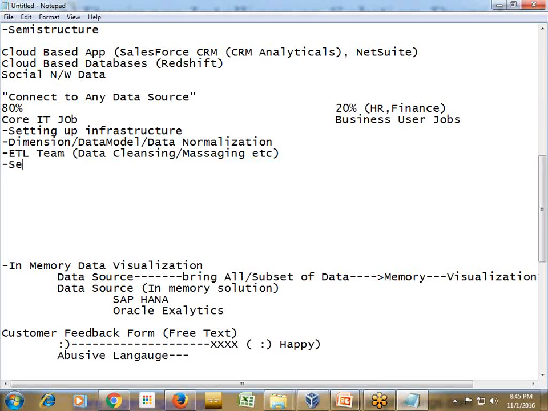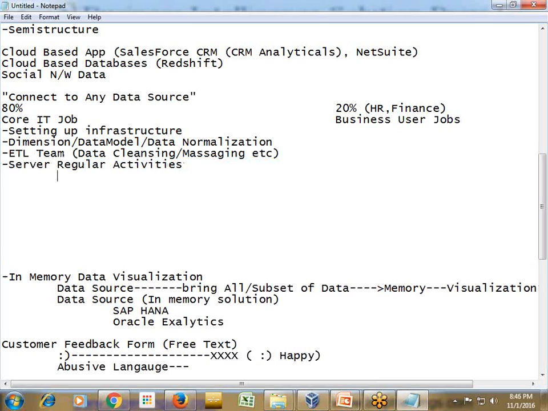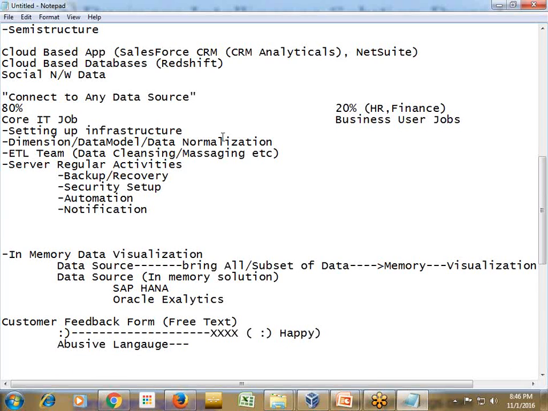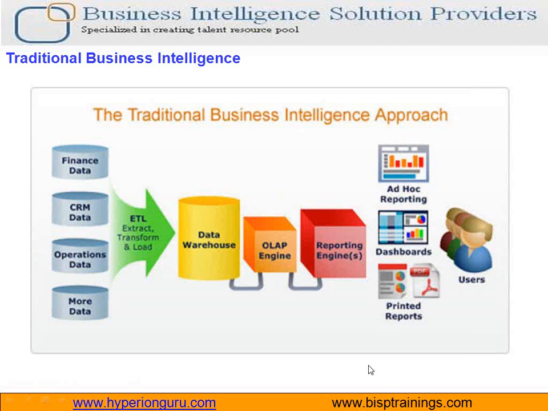Then once you set up the server, maintenance, regular server activities, backup, recovery, transformation, security setup, regular maintenance, automation, notification. This is actually a core IT task, and that is what we do in Tableau. We don't just drag and drop and prepare reports. We do some business user tasks too. Okay, so maybe my users are good enough in business, but they do not exactly know how to visualize data. What do you do? You go back and tell them these are the possible ways of data visualization.